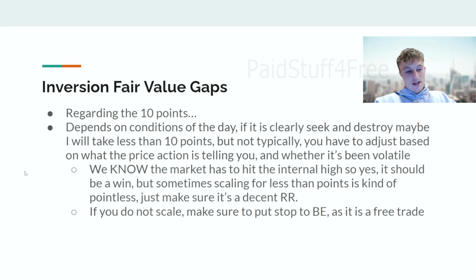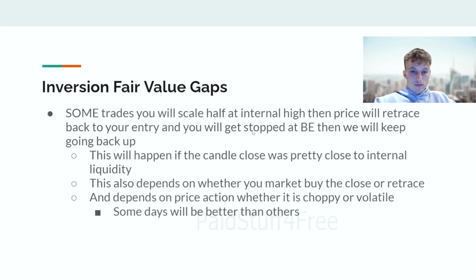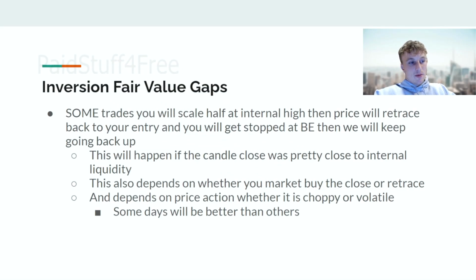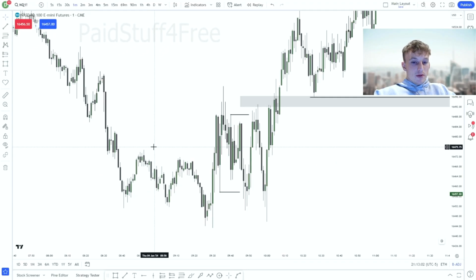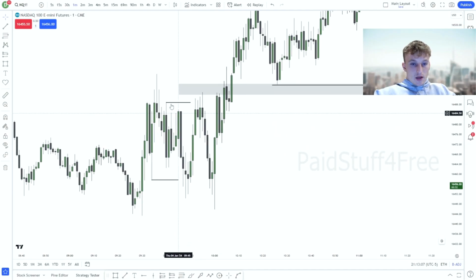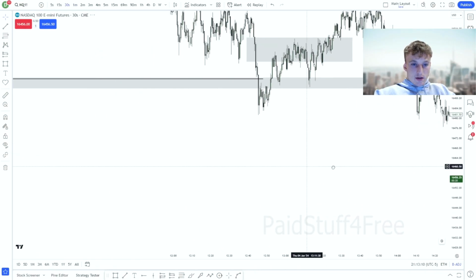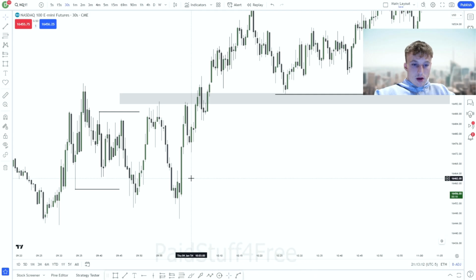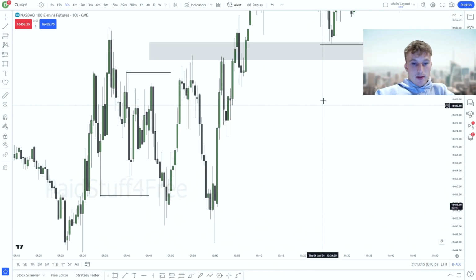And like I said, you might not want to put yourself at break even for Forex, because Forex, especially outside the kill zone, is just much more choppy than NQ. So some trades you will scale a half at the internal high, and then it will trace back to your entry, and you will get stopped to break even and it will keep going back up. I've experienced this so many times. Is there a 30-second inversion here? All right, there's no 30-second inversion here, but let's say there was.